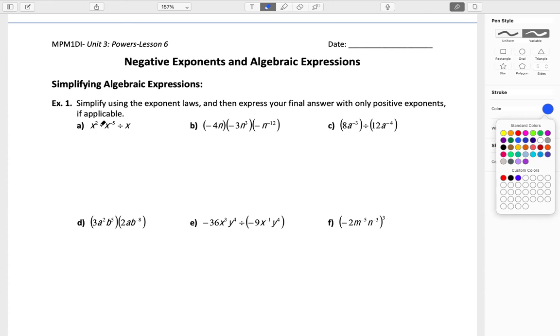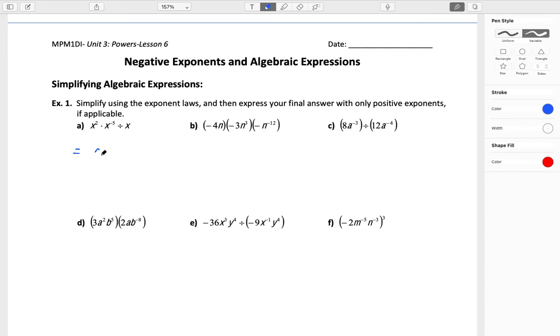It looks like we're multiplying and dividing the same base. The base here is x. Multiplying means plus negative 5, and then dividing x to the 1 means that I'm subtracting 1. When you put everything together, x to the 2 plus negative 5 minus 1 gives me negative 4.